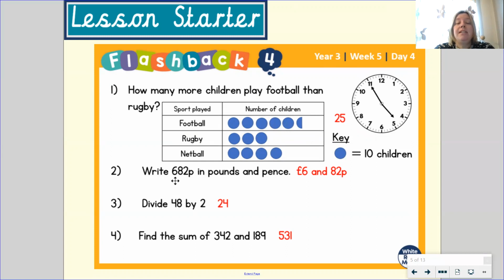If I write 682p in pounds and pence, I would write it as £6.82. If I divided 48 by 2, I would have 24. Find the sum means add the two amounts together. So that would give me a total of 531.